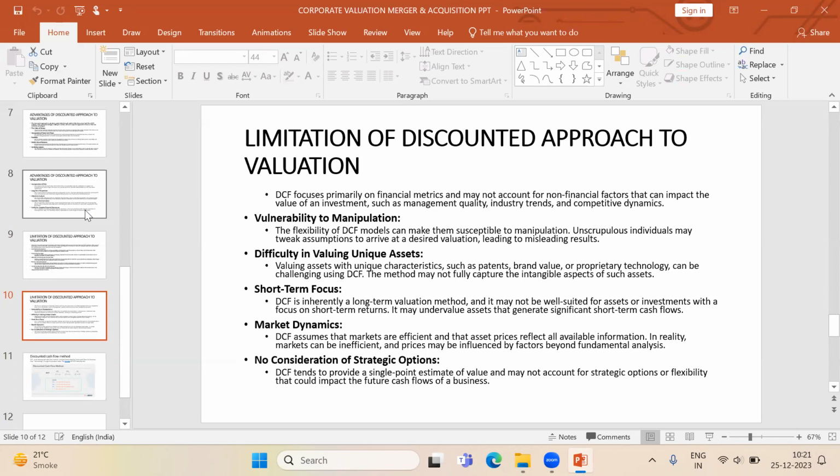Market dynamics. DCF assumes that markets are efficient and that asset prices reflect all available information. In reality, markets can be inefficient, and prices may be influenced by factors beyond fundamental analysis. No consideration of strategic options. DCF tends to provide a single point estimate of value and may not account for strategic options or flexibility that could impact the future cash flows of a business.